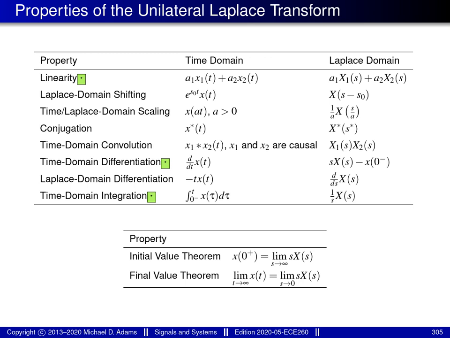In the case of the time-domain differentiation property, the Laplace domain expression for the unilateral Laplace transform has an extra term relative to the bilateral Laplace transform. In particular, we have this extra term here. In the case of the time-domain integration property, the time-domain expression for the unilateral Laplace transform has a different lower limit of integration relative to the bilateral Laplace transform. In particular, we have a lower limit of 0 instead of a lower limit of minus infinity.